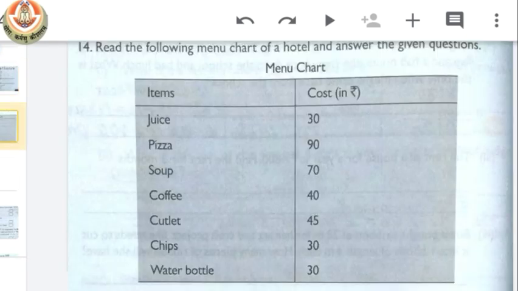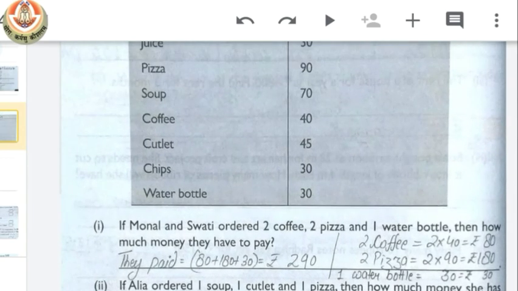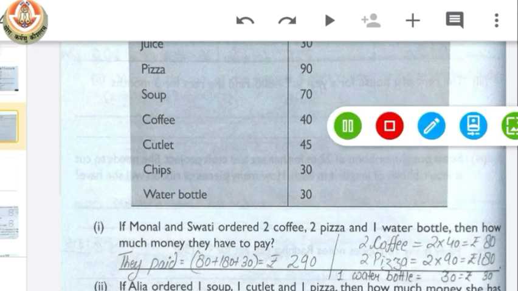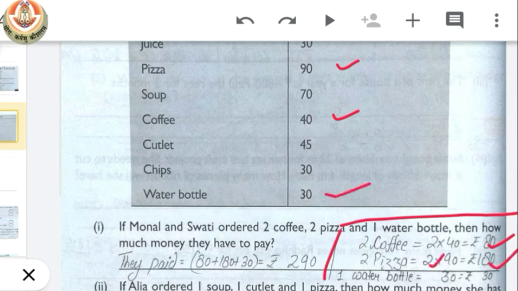In question number 14, we have to answer the following questions according to the given menu chart. So let's see the question. The first one is, if Monal and Swati order 2 coffees, 2 pizzas and 1 water bottle, then how much do they have to pay? You can see here on this side we have the addition for all the things. 1 coffee costs 40 rupees, that means 2 coffees cost 80 rupees. 1 pizza costs 90 rupees, so 2 pizzas cost 180 rupees, and 1 water bottle costs 30 rupees.